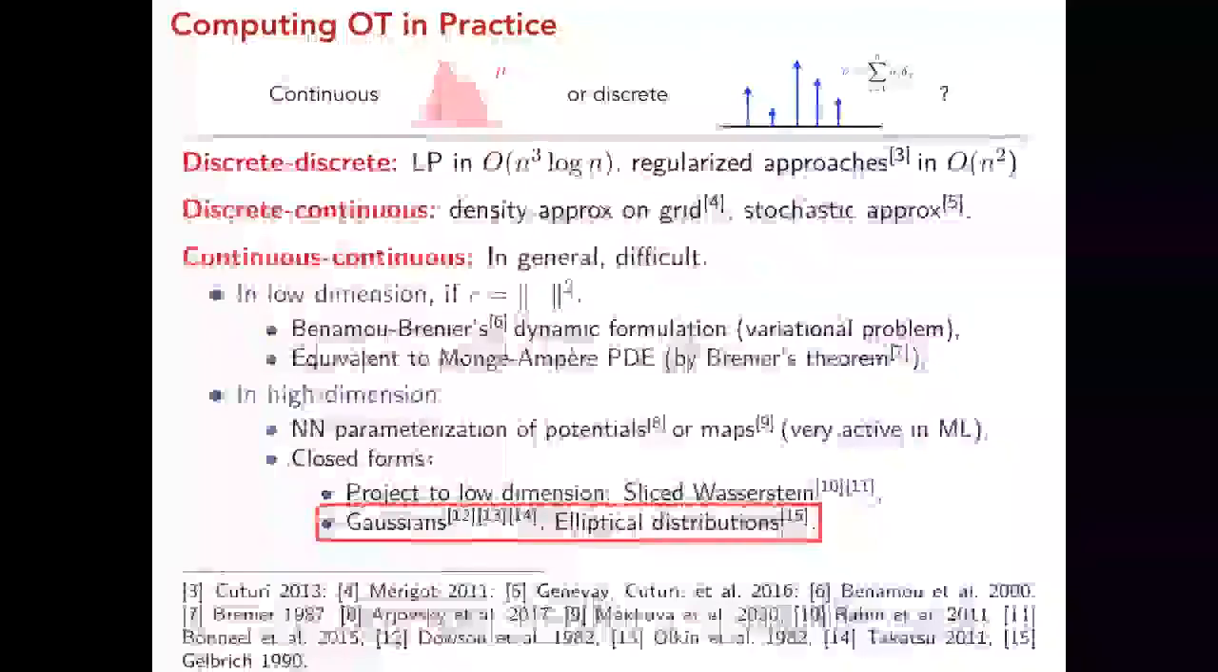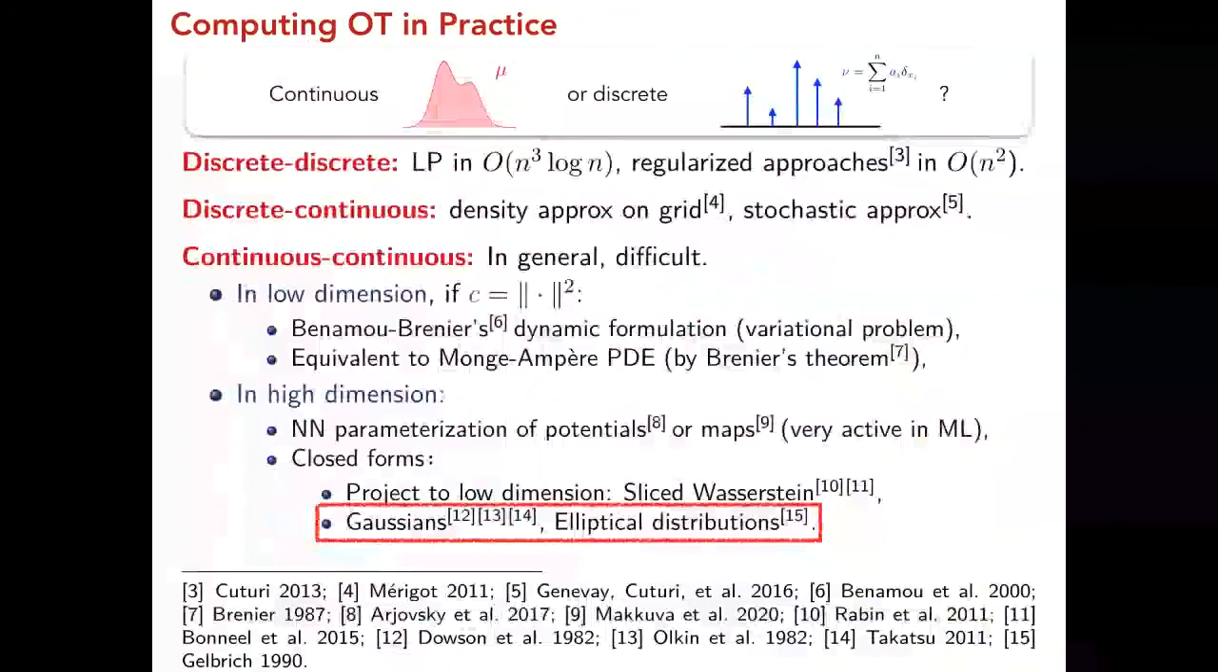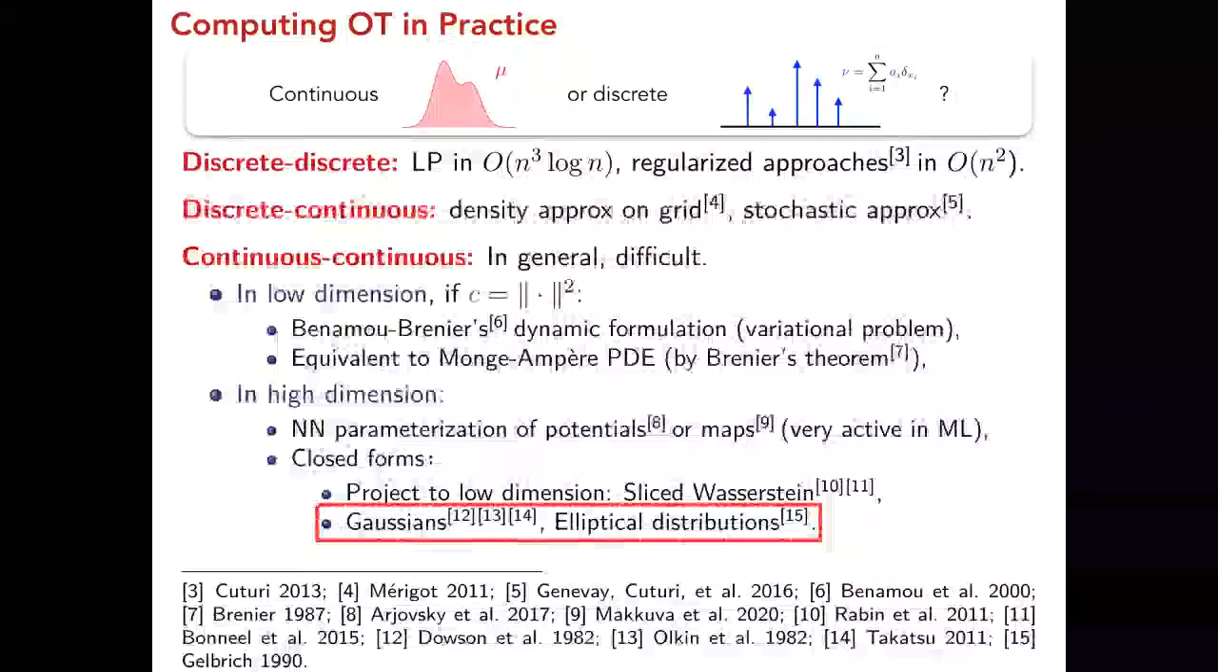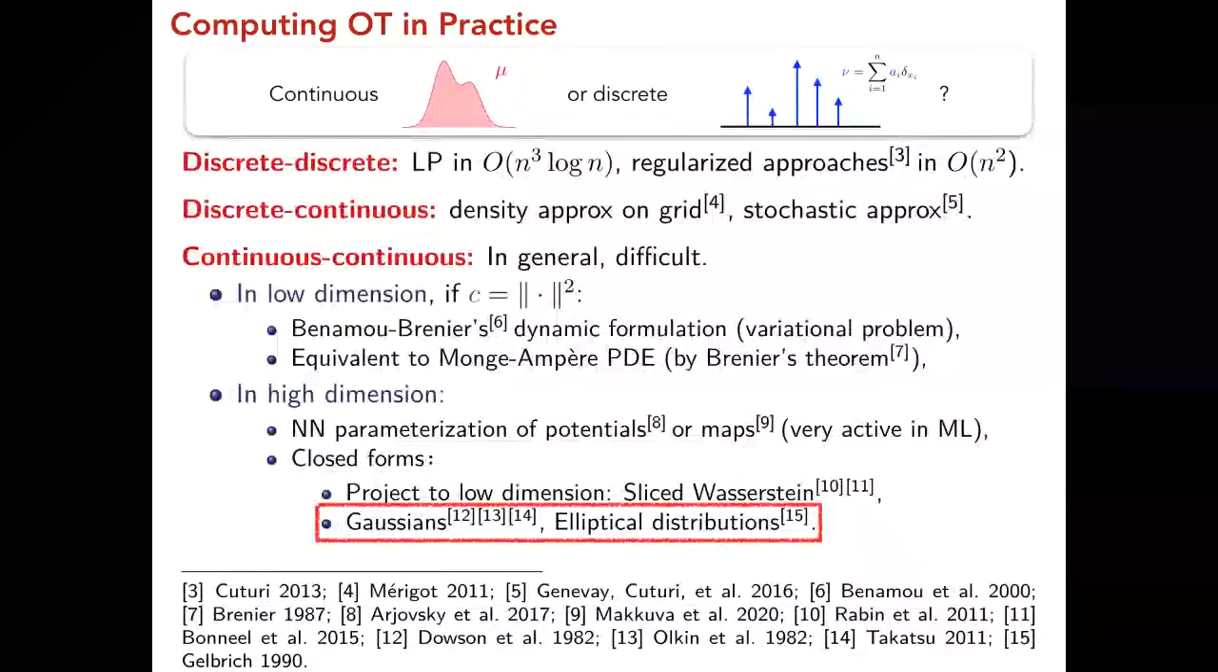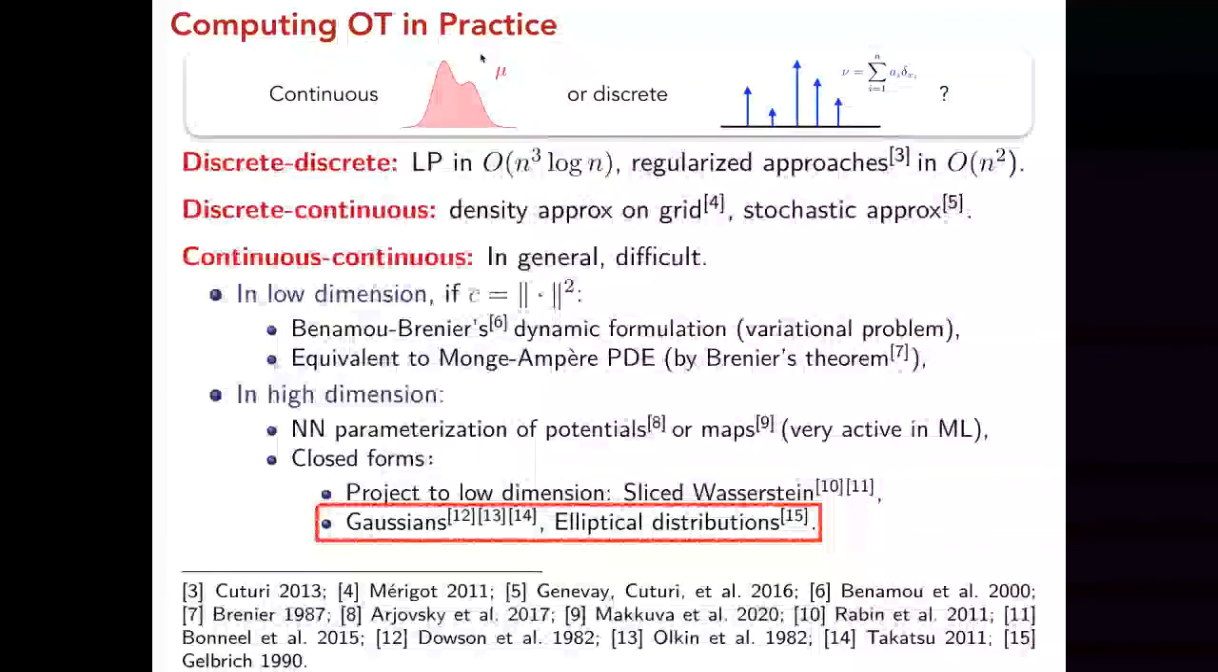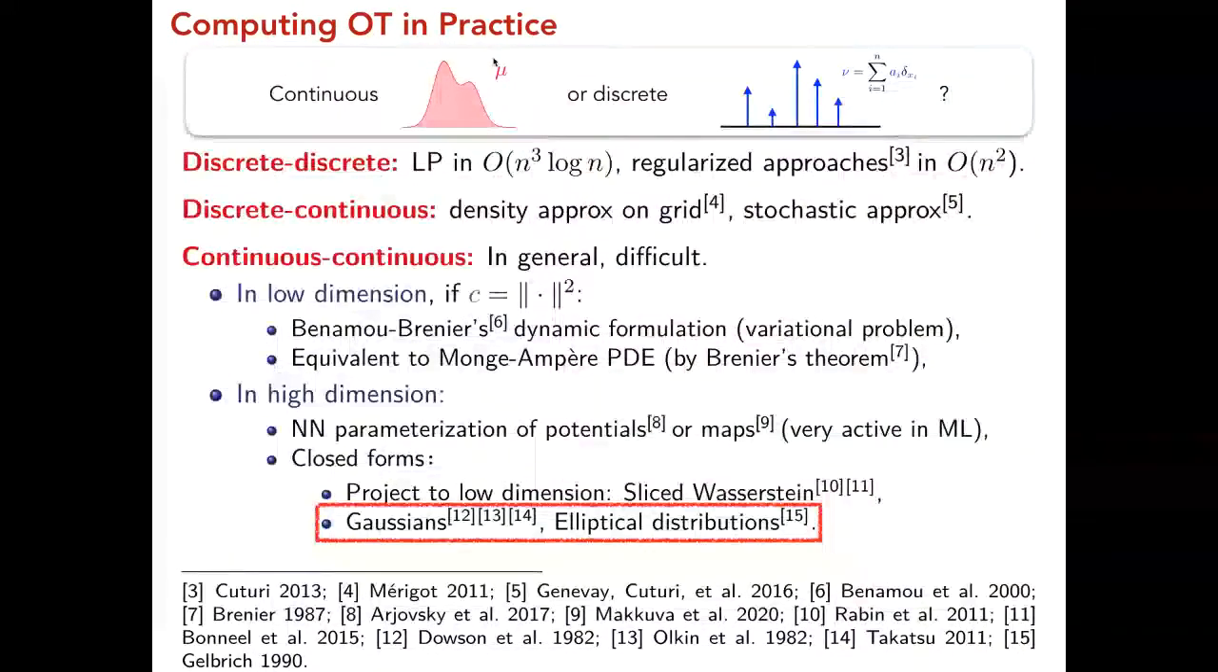Okay, so optimal transport seems great, but can we compute it in practice? The answer is a bit complicated. Essentially, it depends on the type of distribution we're considering. So we're going to take two cases. We're going to assume our distributions can either be continuous, meaning that they have a density, or discrete, so that they can be written as a weighted sum of Diracs.